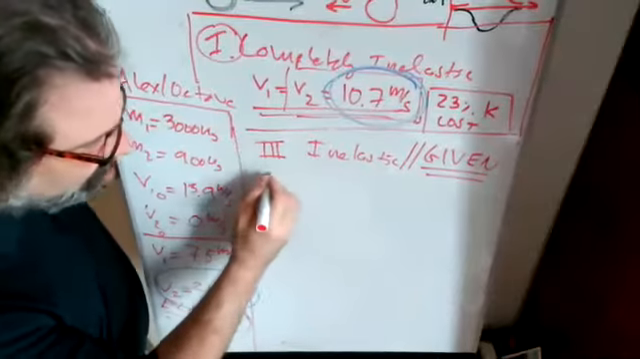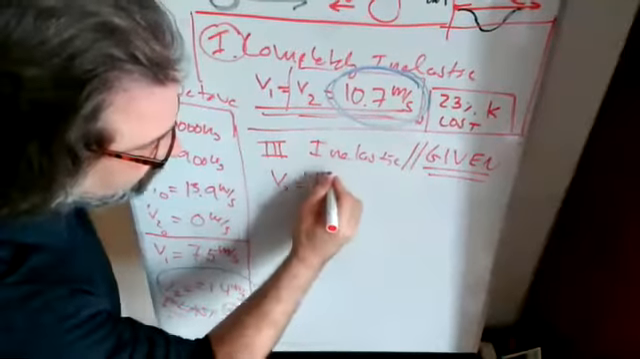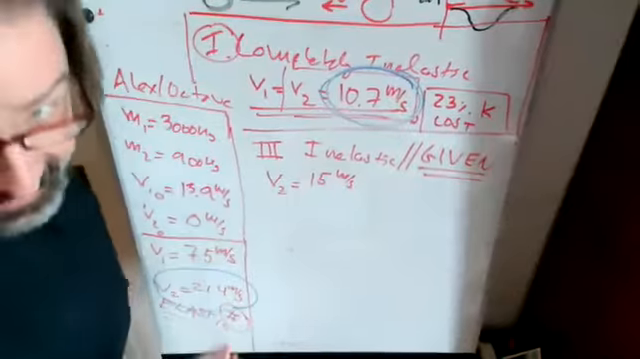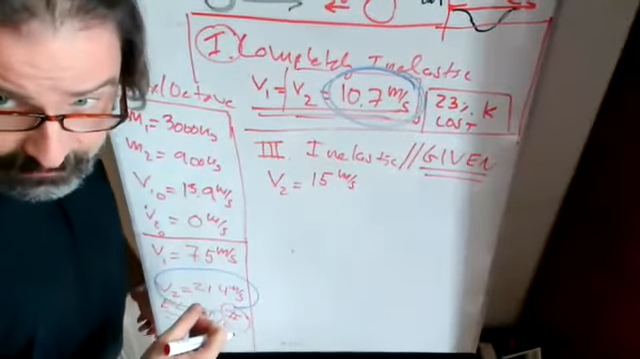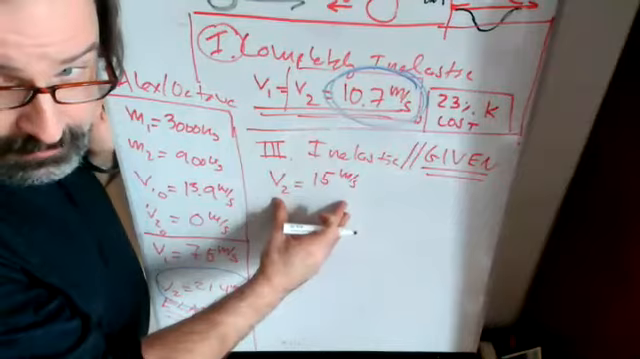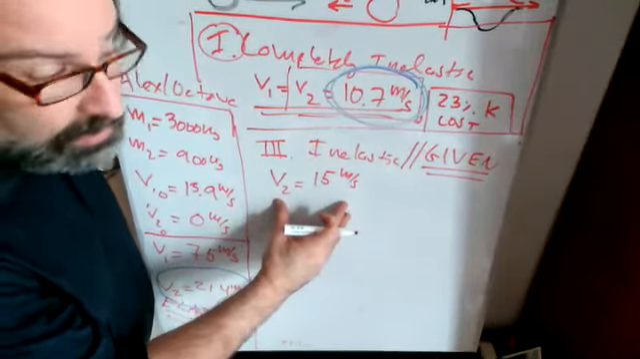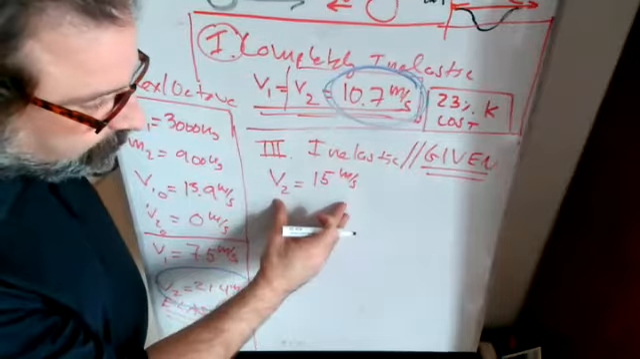So let's write that down. We're going to say, okay, we're given V2 is equal to 15 meters per second. And now everything else should be easy to find, because now that we know V2 is 15 meters per second, we just have to use conservation of momentum to find V1.